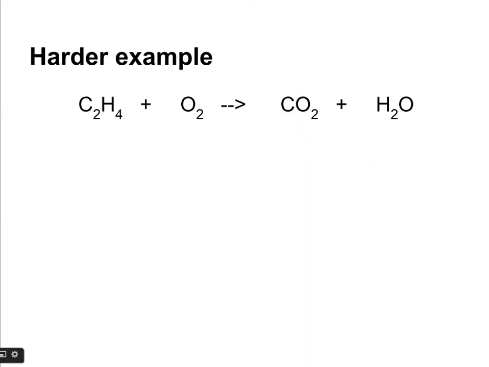Let's look at a slightly harder example. Let's say that we've got 2 grams of C2H4, and we want to figure out how many grams of CO2 are going to be produced from the reaction of these 2 grams of C2H4. Again, our first step has to be to balance the equation.